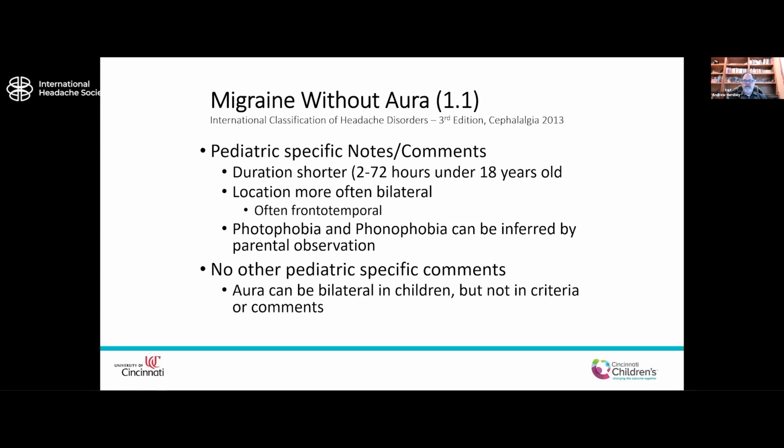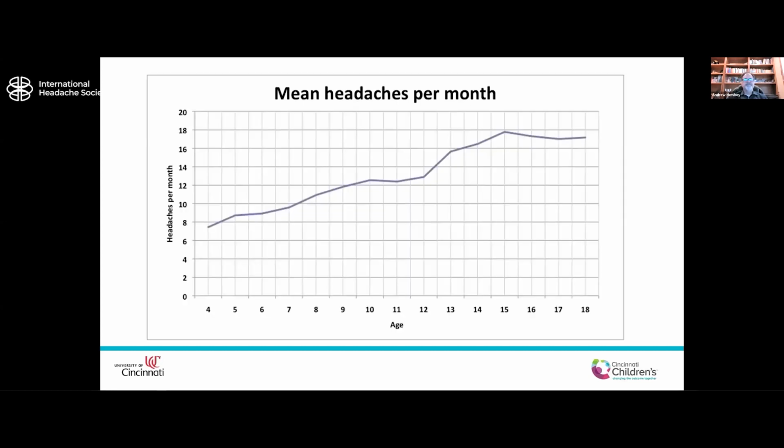We did not change the criteria for any of these other features, but used it in commentary. And that was an effort that was being made to make it unifiable across the ages, to not have callouts for specific ages. So with the exception of the shorter duration in ICHD-3, there are no callouts specifically for children and adolescents, but commentary to say that you may need to use special features such as recognizing that children are bilateral, that photophobia and phonophobia may be inferred, and finally that we can add additional comments.